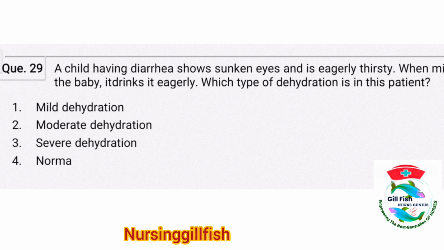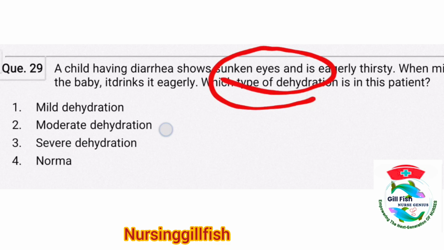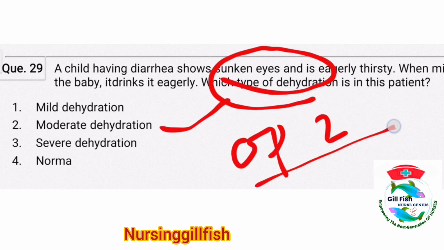Actually, it is not normal. The baby is having diarrhea, but eagerly it was eating. The baby is also having sunken eyes. What does sunken eyes mean? It is a moderate dehydration. So the correct answer is option number 2. Okay, fine. We can move on to another question.